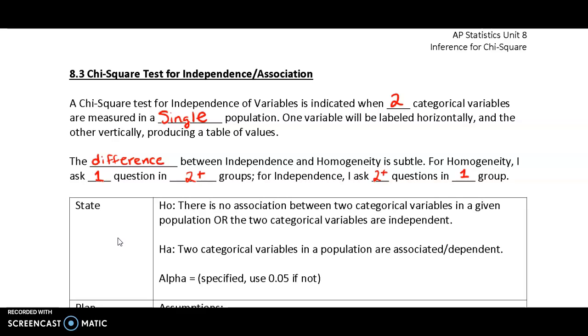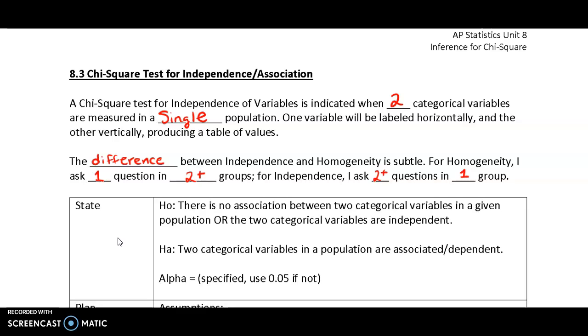Typically, one variable will be labeled horizontally and the other will be vertically, and this will give us our table of values, very similar to a two-way table that we've already seen throughout this course. Now, the difference between independence and homogeneity is subtle. For homogeneity, I ask one question in two or more groups, but for independence, I ask two or more questions in one group. So that is a subtle difference.